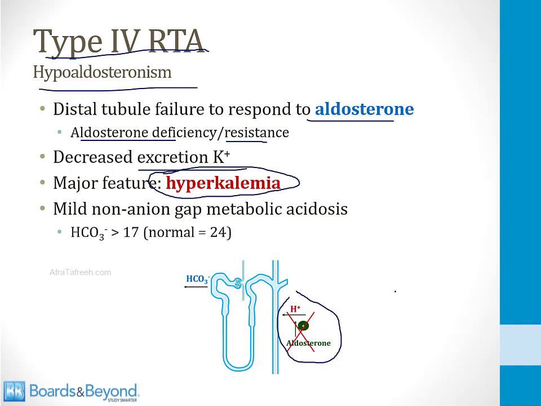In addition, aldosterone promotes the secretion of acid in the distal nephron. So when aldosterone activity is deficient, there will be a mild non-anion gap metabolic acidosis. Usually the bicarb is greater than 17, normal's 24. You don't get those very low bicarbs, like less than 10, that we talked about for a distal RTA.